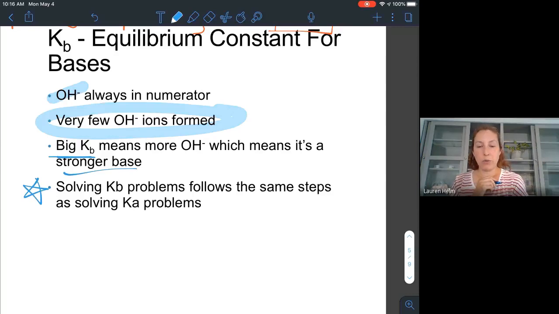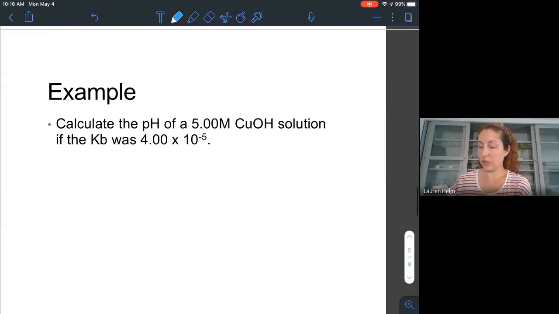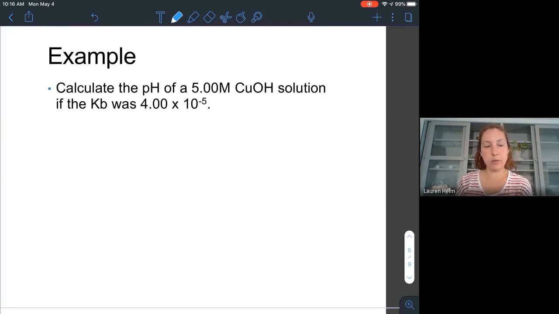Everything that we just did before is going to be the same. The only difference is that we're going to deal with hydroxide instead of hydrogen. So let me run through another sample problem for you. We want to find the pH, not the pOH, that's going to require another step, of a 5 molar copper hydroxide solution, and we're given the equilibrium constant of the base.